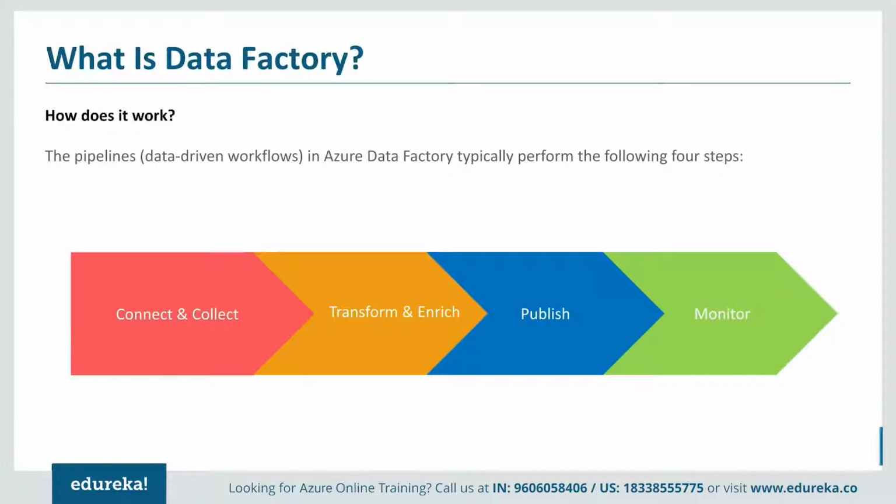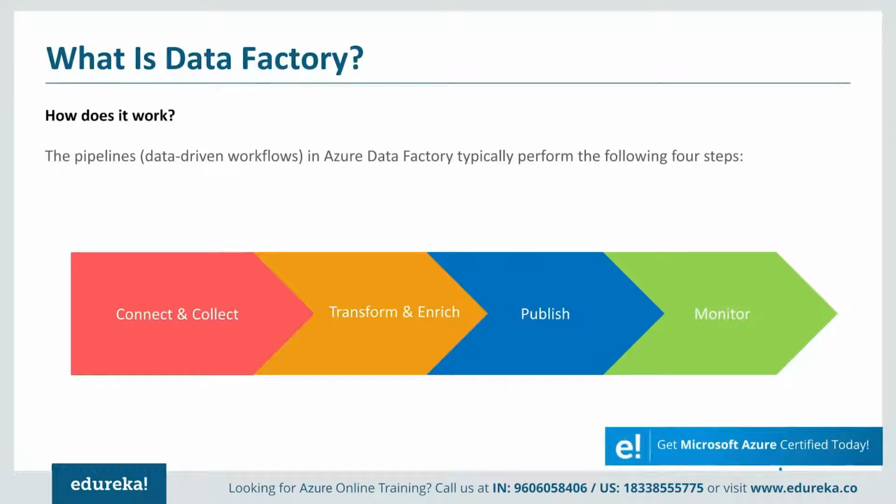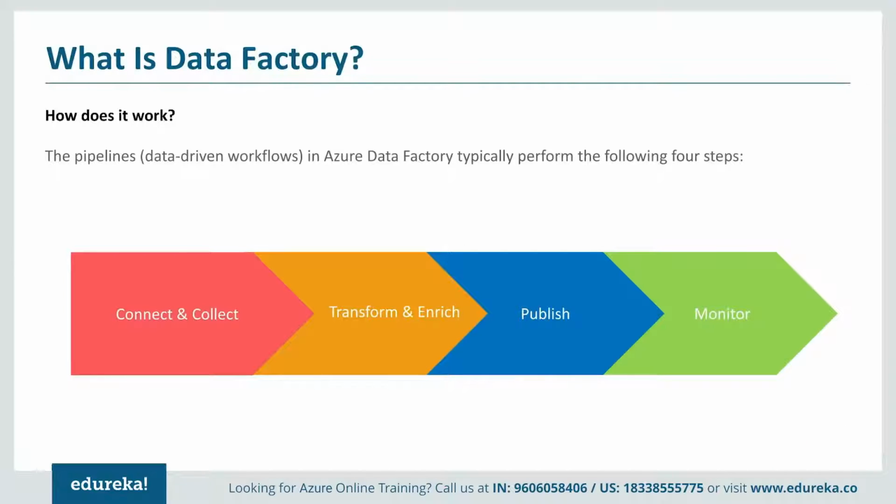And then you can go ahead and monitor your data. That means you can take a look at all the data that you have and analyze it in real time as well. So these are the processes which we are talking about: connect and collect your data, transform and enrich it, publish it, and monitor it. That is what a data factory lets you do.